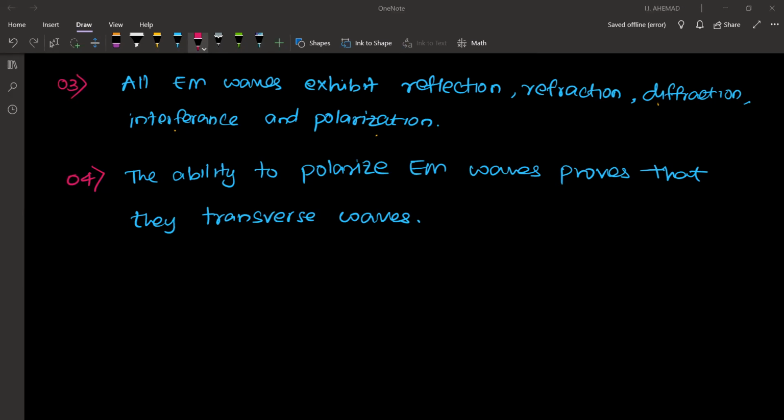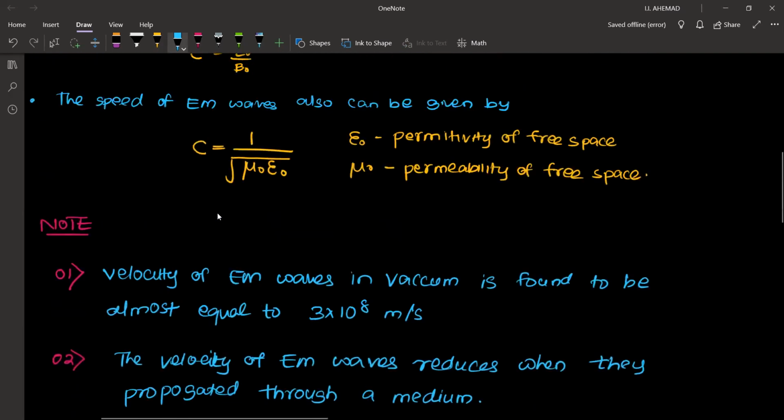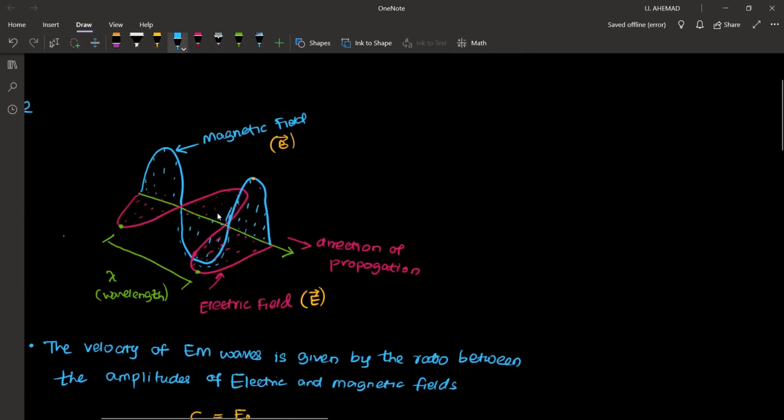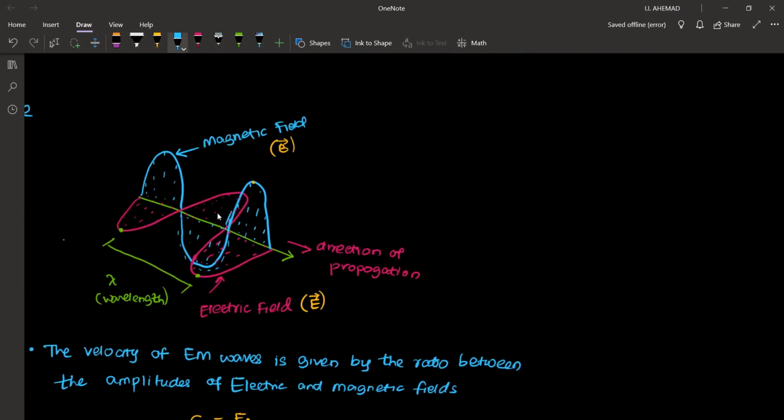So note number 5, we have two fields in an electromagnetic wave. One of them is the magnetic field. The other one is the electric field. And most of the characteristics this electromagnetic wave shows, like affecting the photographic paper. You know what is photographic paper, right? These X-ray cards and all.